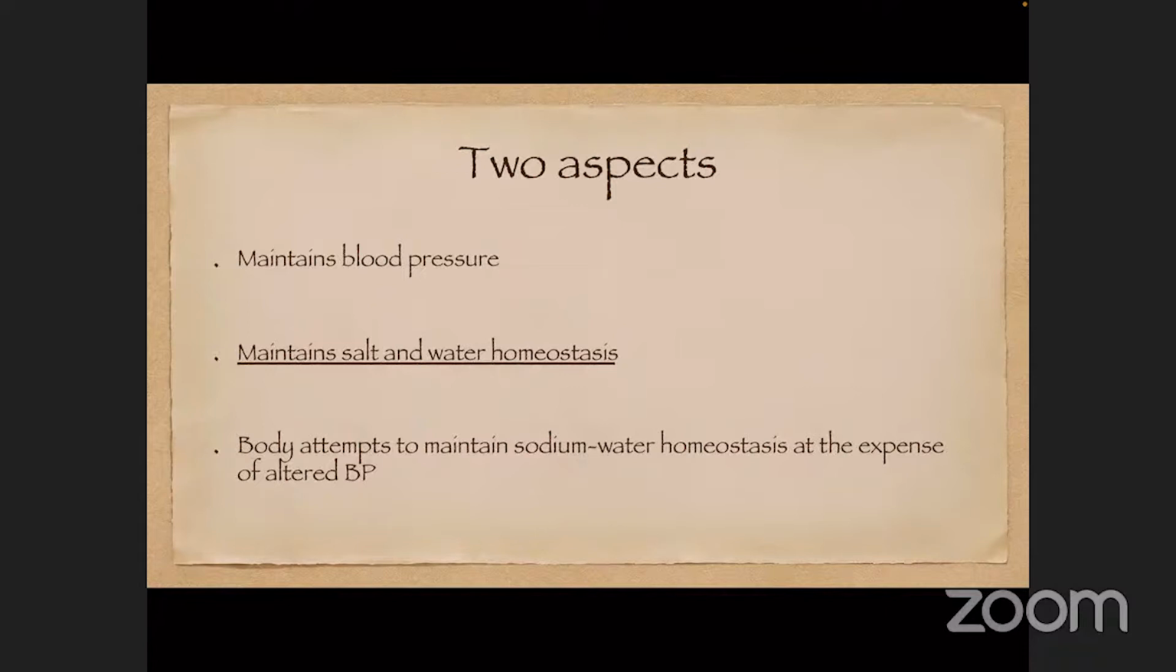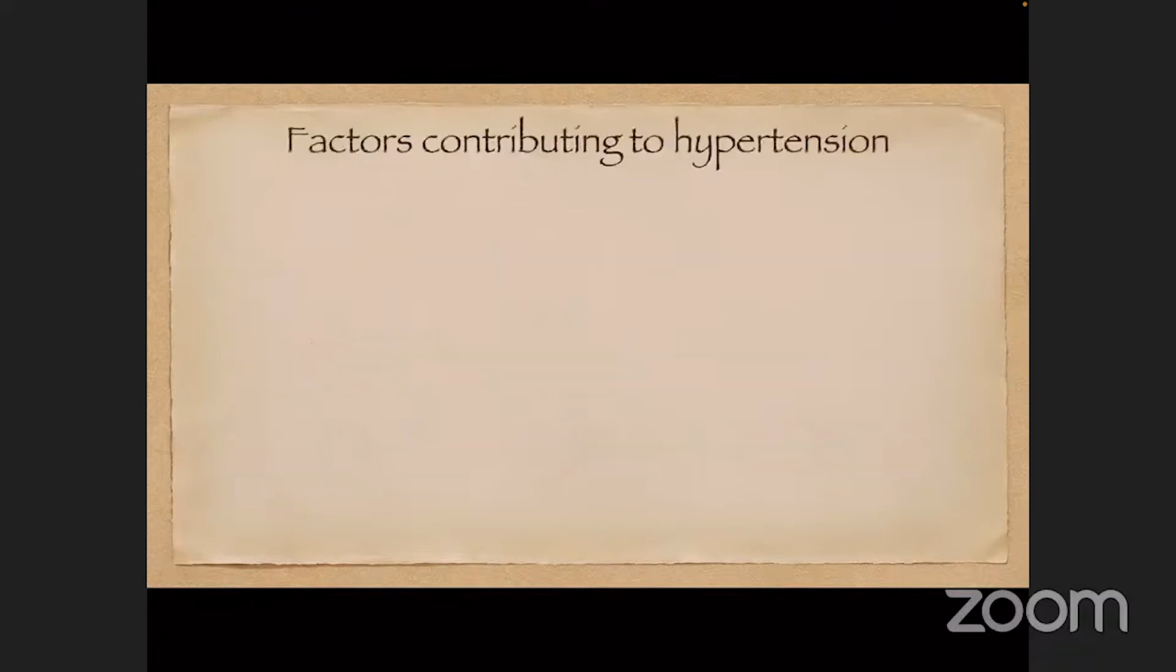But if your renal function is compromised a bit, then often the sodium and water homeostasis is maintained at the expense of having a higher than normal blood pressure. So there, the blood pressure is kind of reset to a different level. So we will look at that again in detail later.